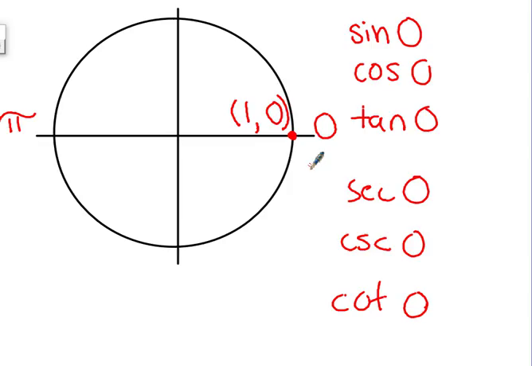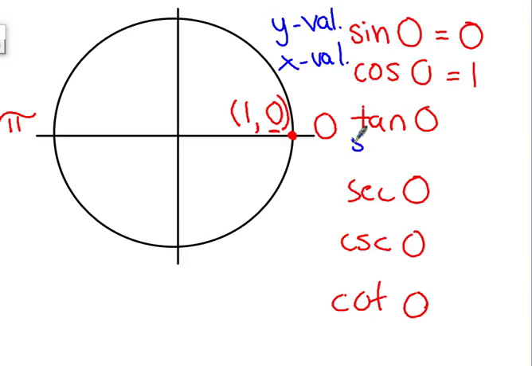Sine is going to be my y value. At 0, I already wrote down the ordered pair. The y value is 0, because this y value gives me my sine. Cosine is going to be the x value, so the cosine at 0 is 1. These are things that we want to have memorized or be able to produce really quickly. We're going to take some time today writing them out, but in the future you want to have these quickly accessible.